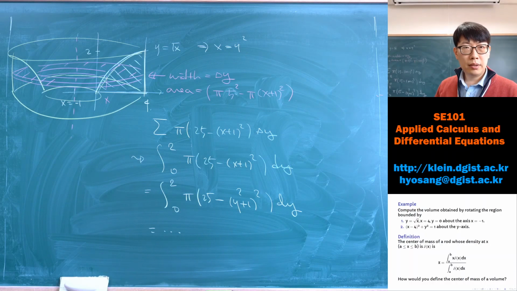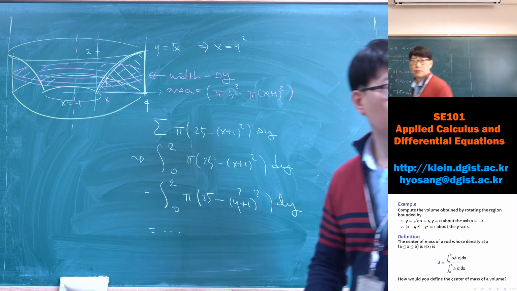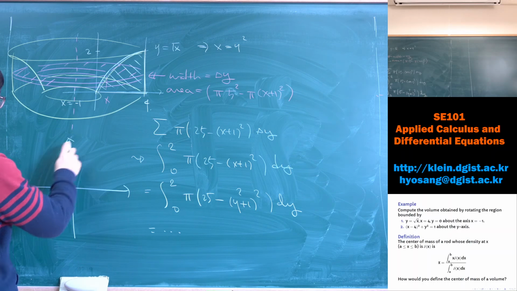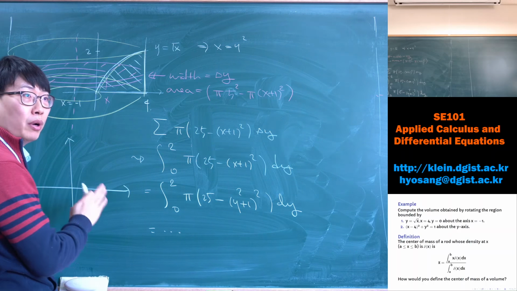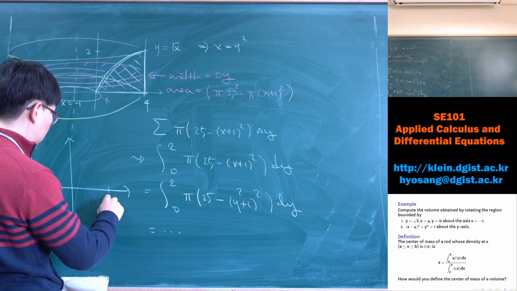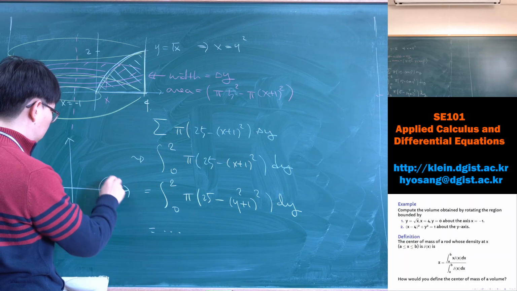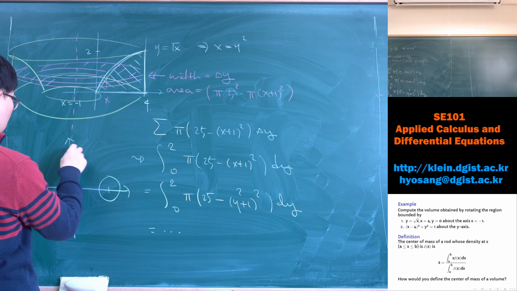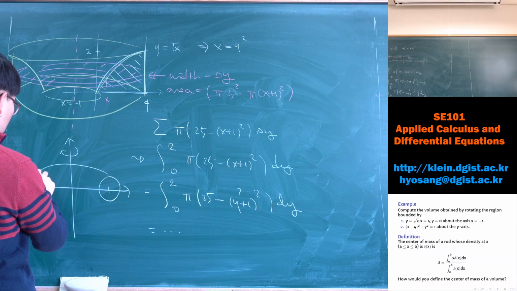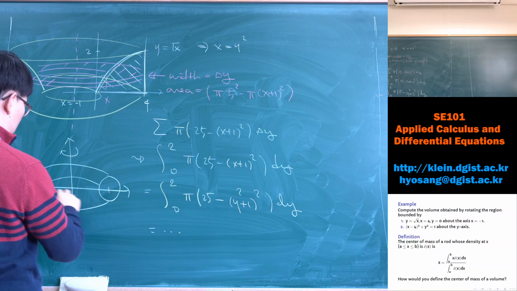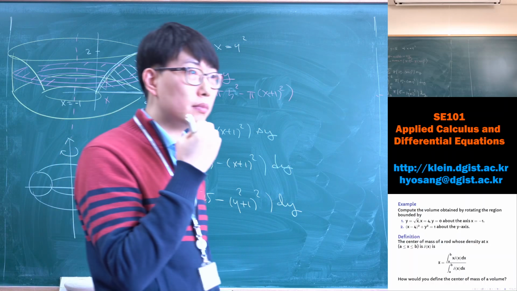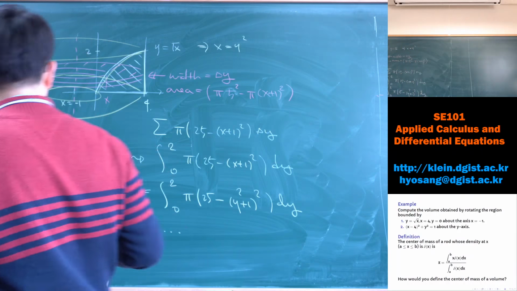And the second one is the homework, but let me give a hint of how to do this. First of all, we are taking a circle of radius 1 centered at (4, 0). So this is the center. This is the curve. And we are taking a rotation about the y-axis. So we get a donut by rotating this figure. We are going to take the volume of this donut.